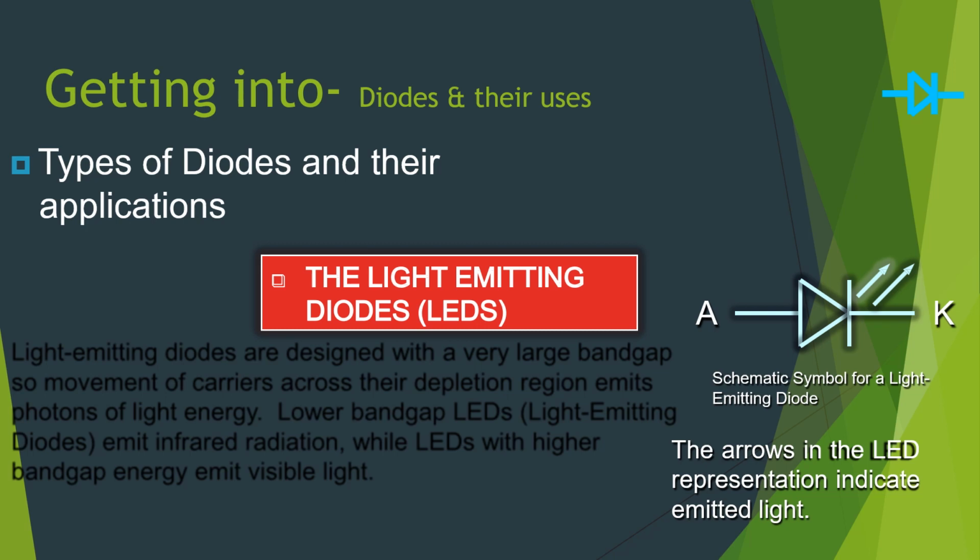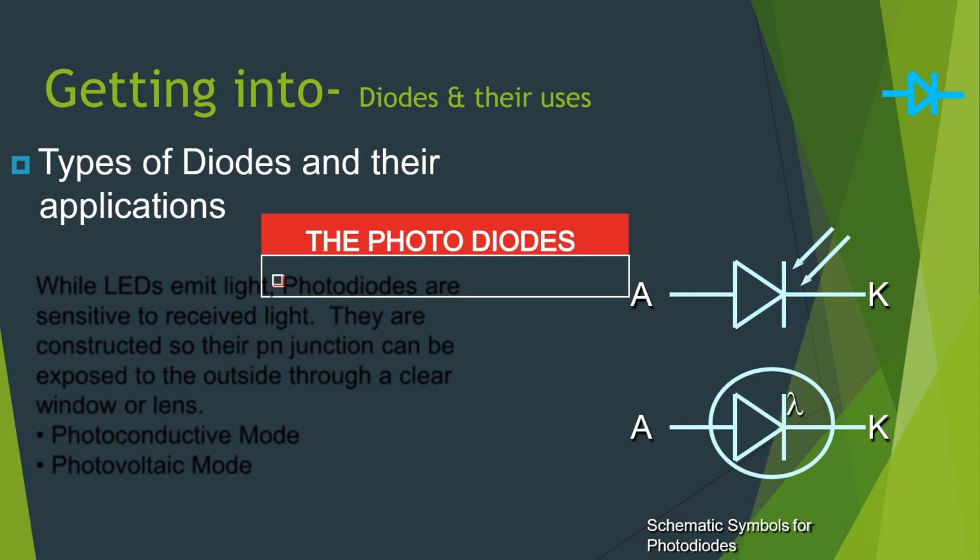So now moving to the next slide, we will be talking about photodiodes. While LEDs emit light, photodiodes are sensitive to received light. They are constructed so their PN junction can be exposed to the outside through a clear window or lens, like photoconductive mode or photovoltaic mode. There are two schematic symbols of photodiodes. First is photoconductive mode and the second one is photovoltaic mode.